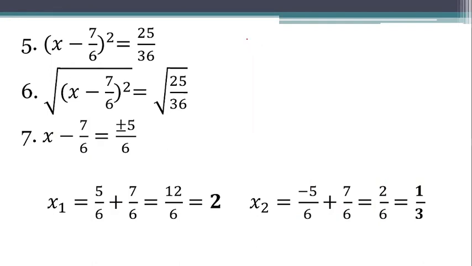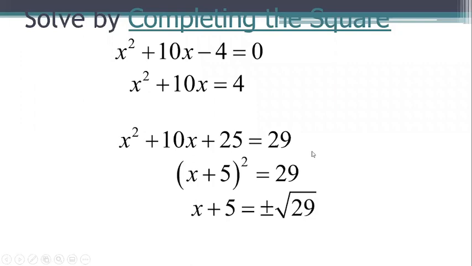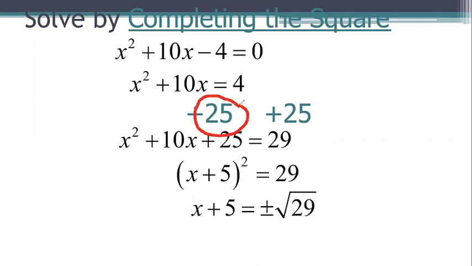What now if our given is not a perfect square? Let's have another example. For this one, we have x squared plus 10x minus 4 equals 0. How did we get the answer on the bottom? x squared plus 10x equals 4. So we transpose, then we add. How did we get this 25?